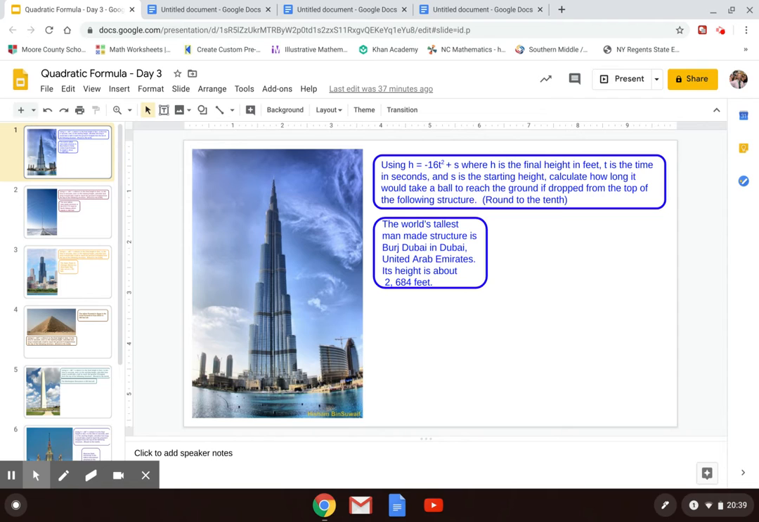So if we just start with this quadratic, the quadratic is h, which is going to be the final height. And then we have negative 16t squared, which is our constant for gravity. And so anytime we're dealing with things in motion or moving objects that are going to be parabolic in their trajectory, we use that constant for gravity of a negative 16. So we have negative 16t squared plus s, which is going to be the starting point.